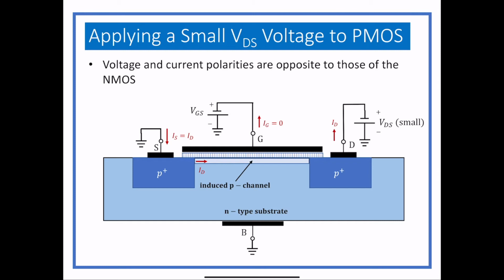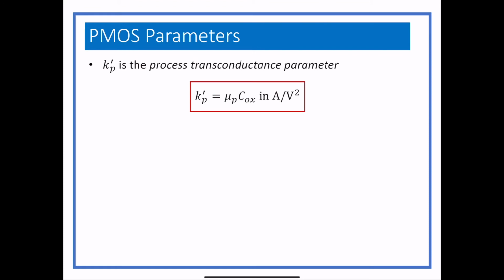Yes? What are the different application purposes for? I'll show you in a minute why we have PMOS, because there are some disadvantages to PMOS, which I'm going to get to. We do have a process transconductance parameter the same way, but you'll notice that there is the mobility of the holes. The mobility of the holes is different.